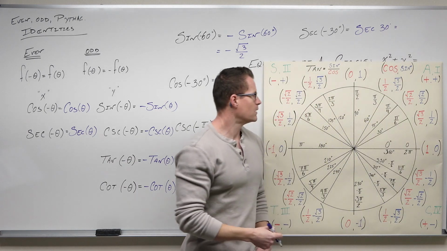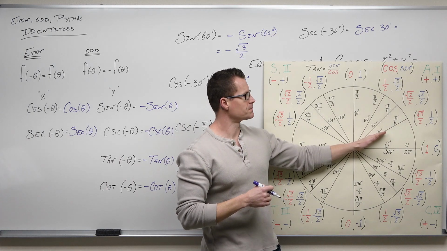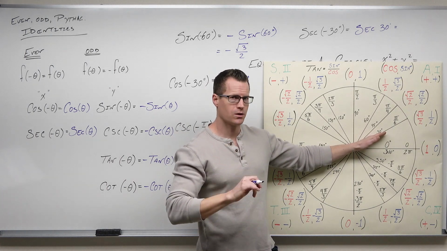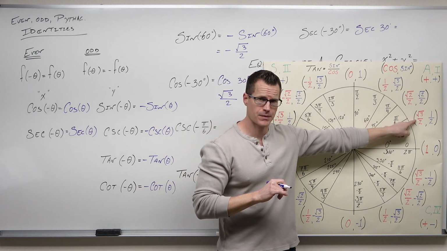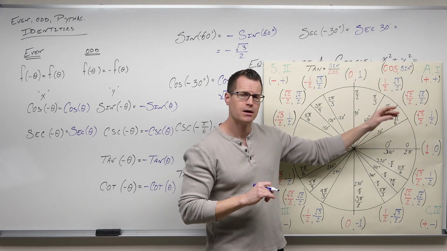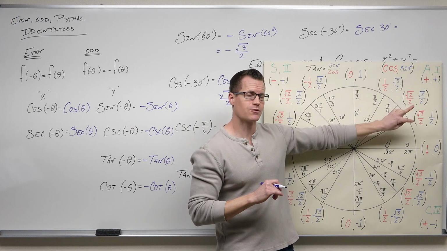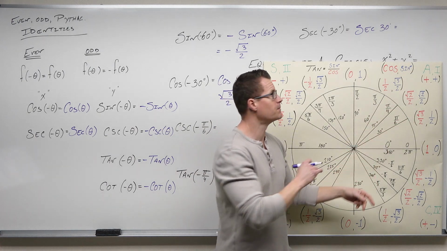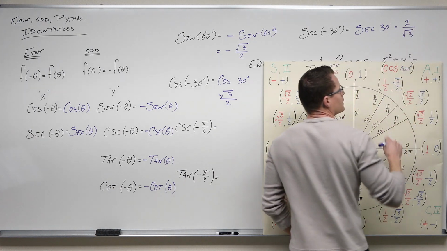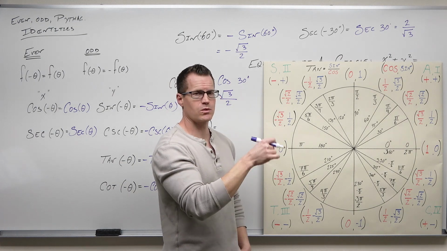So what's that mean? Let's go to 30 degrees. Here's positive 30 or pi over 6. Secant says I'm going to take 1 over cosine, or reciprocate cosine. So cosine of 30 degrees is square root of 3 over 2. Secant, therefore, is 2 over square root of 3. If we rationalize the denominator, that's 2 square root 3 over 3.